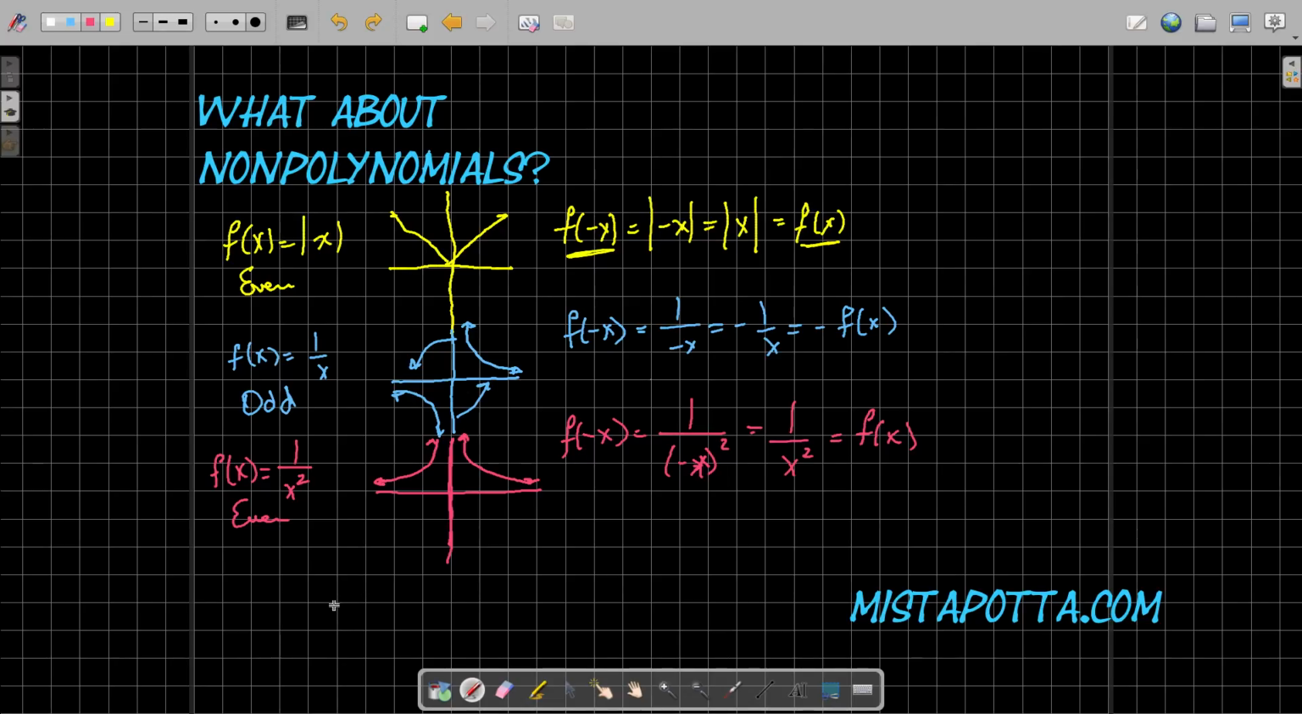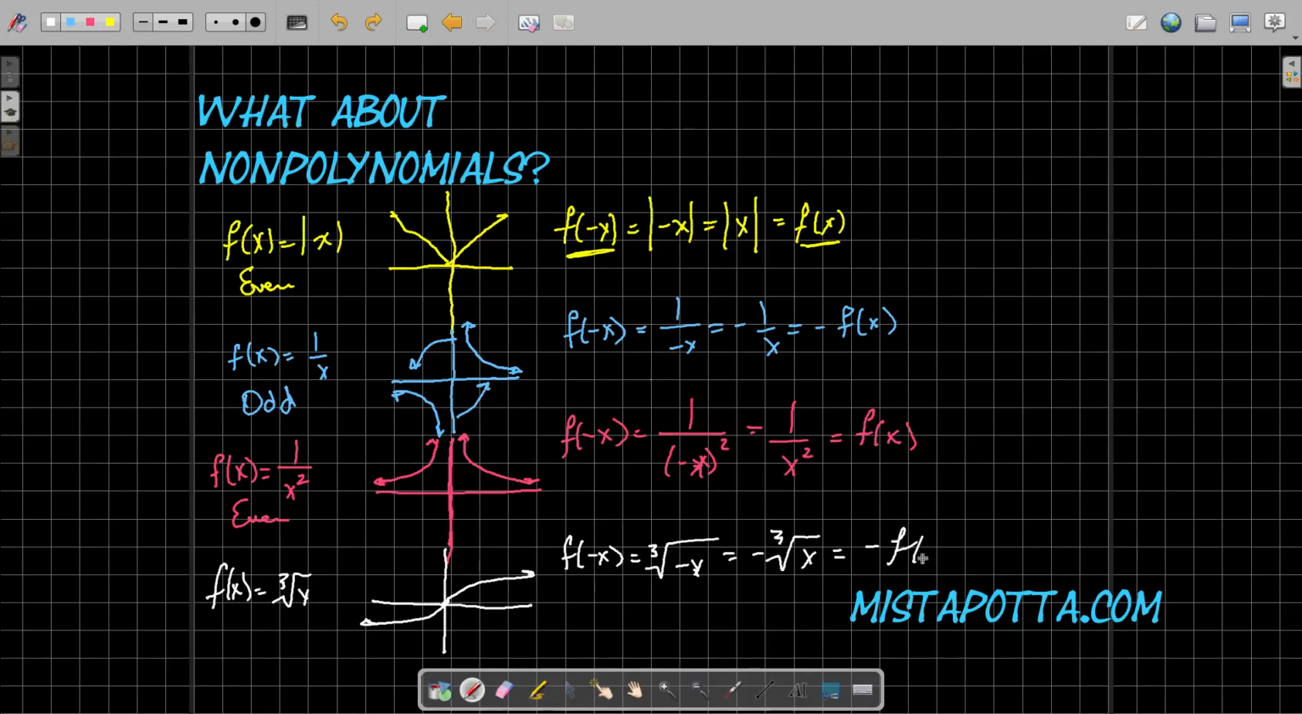And of course, the other thing that we notice is the cube root function. If f of x is equal to the cube root function, I know that the cube root function is not restricted, so it exists over the whole negative infinity to infinity. But if I try to evaluate f of negative x, that's going to give me the cube root of negative x. And that's really going to give me negative cube root of x, which is negative f of x. So we get an odd function.